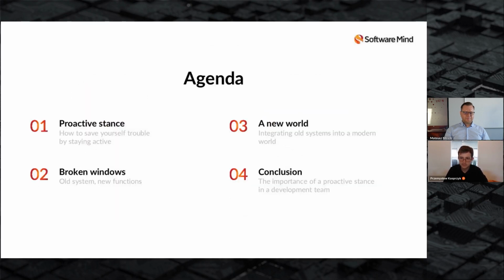Okay, thank you. So what we have for you today, we have 4 big points: proactive stance, and we would like to describe how to save yourself trouble by staying active; broken windows; old system, new functions, a new world, integrating old systems into modern world; and conclusion, the importance of a proactive stance in a development team.